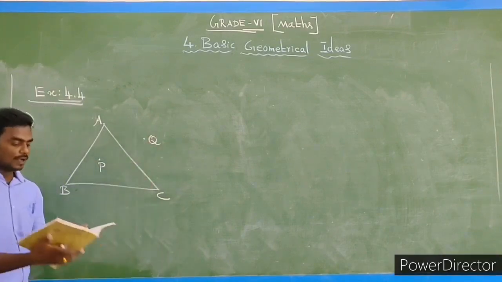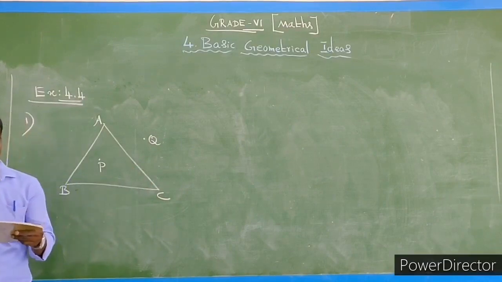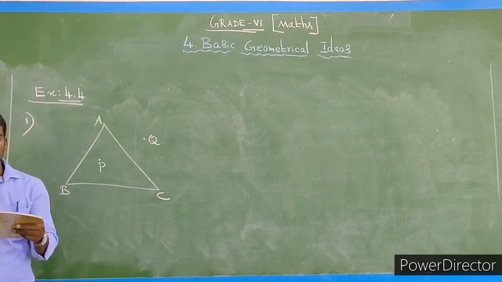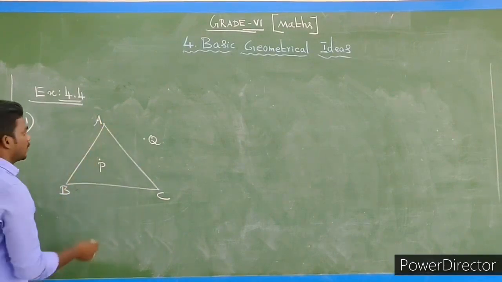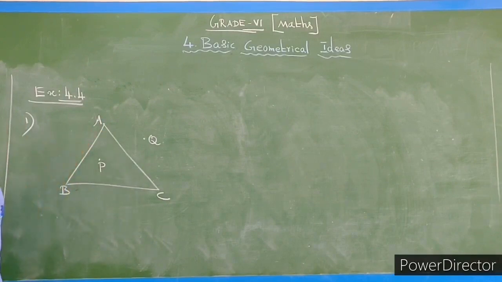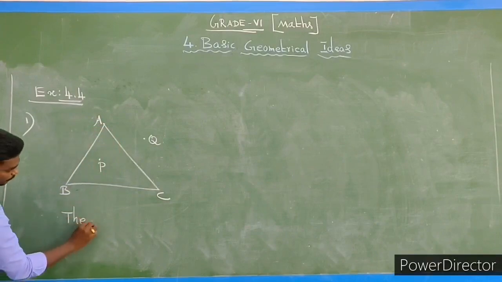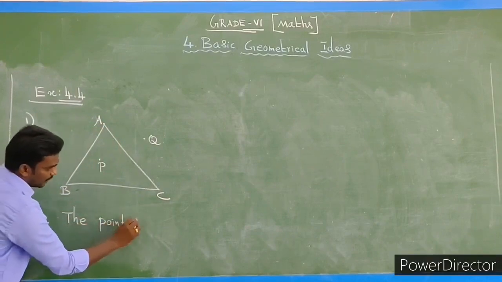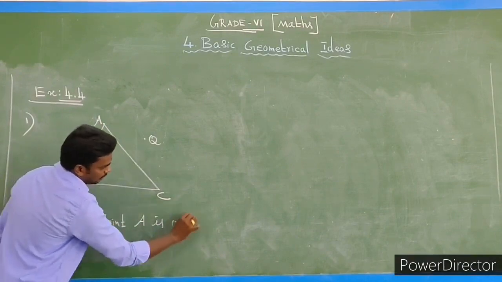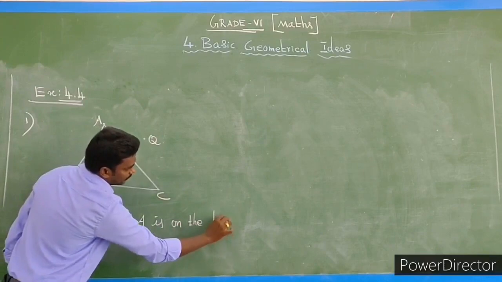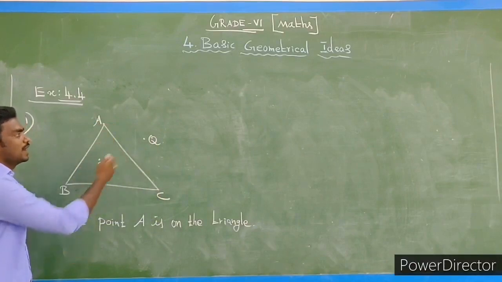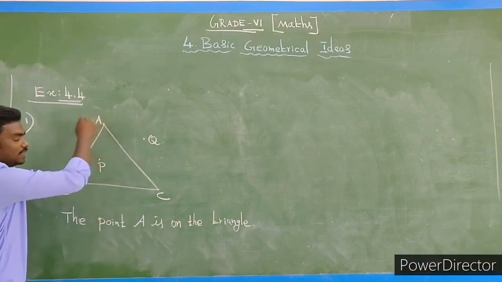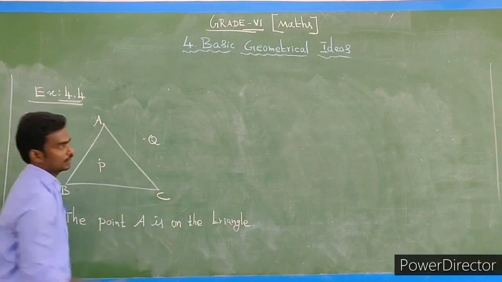Mark point P as interior and Q as exterior. Is the point A interior or exterior? Where is the point lying? The point A is neither an interior point nor an exterior point. So this is a point on the triangle only. The point A is on the triangle.